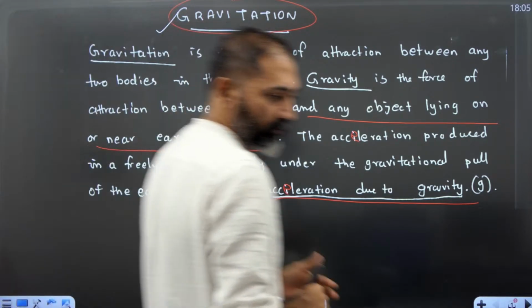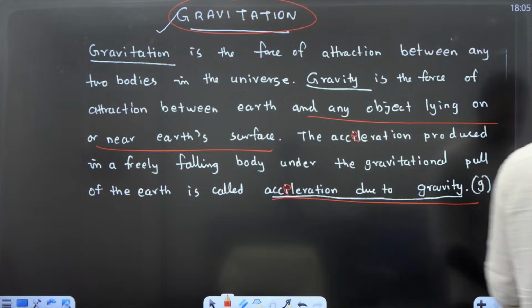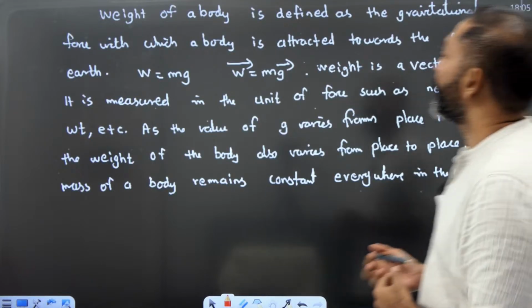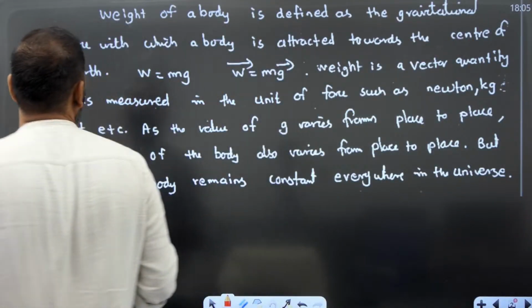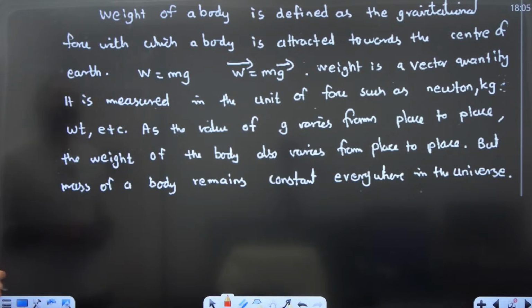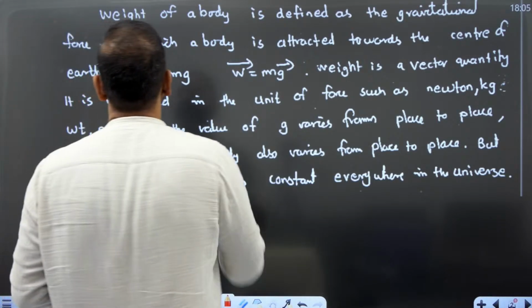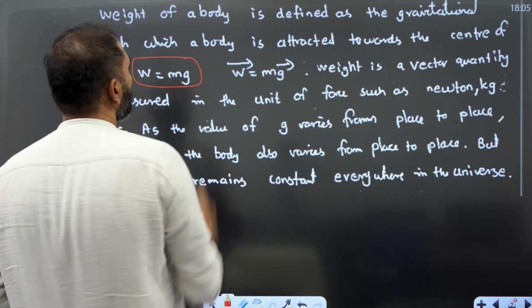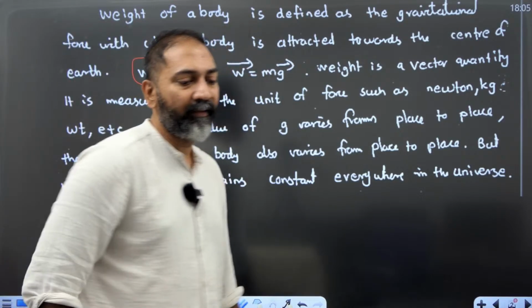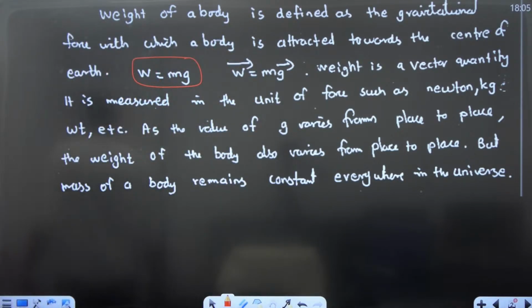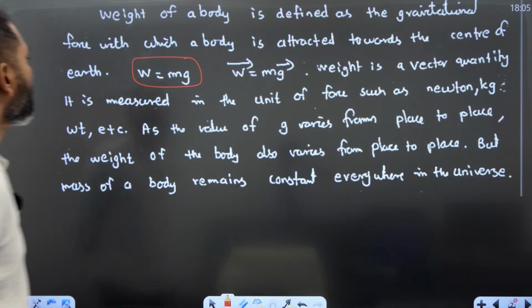Done, right? Next, weight of a body. What is the weight of a body? Weight of a body is defined as the gravitational force with which a body is attracted towards the center of the Earth.